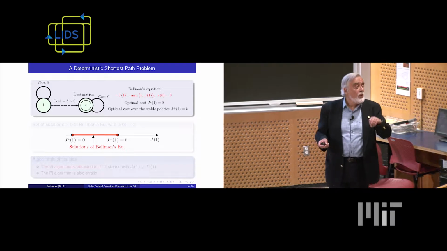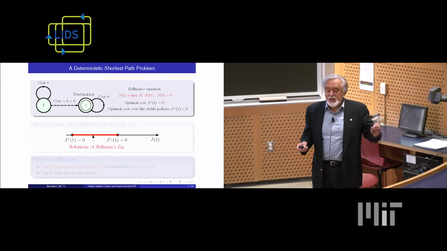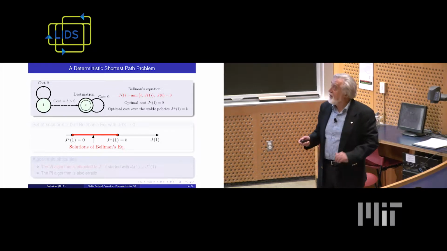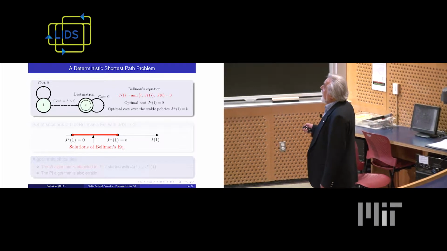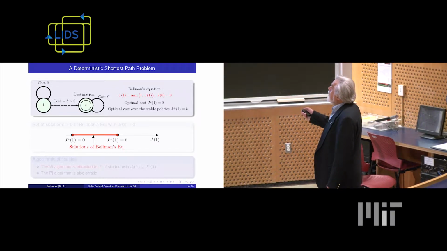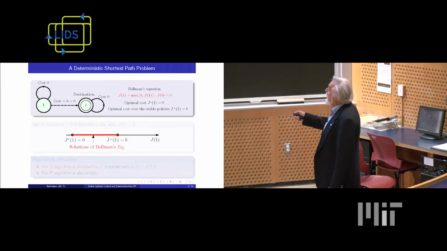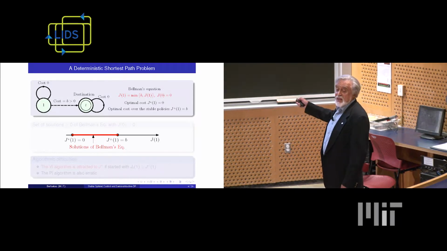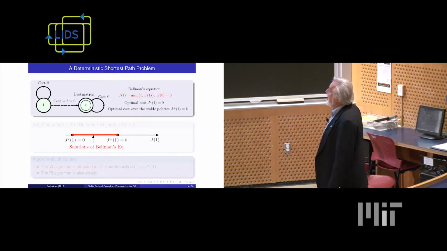However, this optimal policy is not stable. It doesn't take you to the destination. Okay, it just keeps you at 1. And any policy that is stable, that terminates at the destination, has cost b. So the optimal cost over the stable policies is j plus, which is b, and it's different.